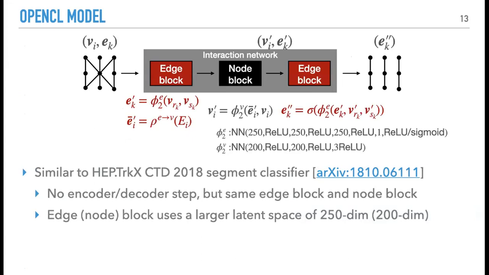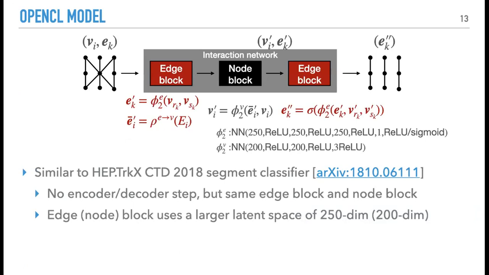Okay, and then the other thing I should note is that we're using a different model for the OpenCL implementation, although this is something we're looking to fix in the sense of being able to benchmark the two implementations against each other. But nonetheless, the OpenCL model looks like this. So it iterates, there's no encoder and decoder step, and it uses the edge block twice. So it has an edge block, which goes into a node block, and then an edge block again, which then gives you the edge weights.